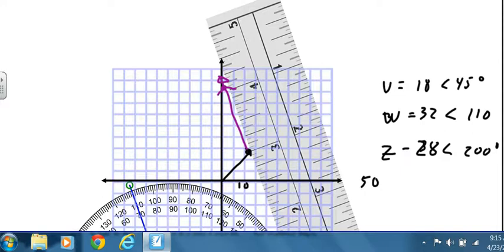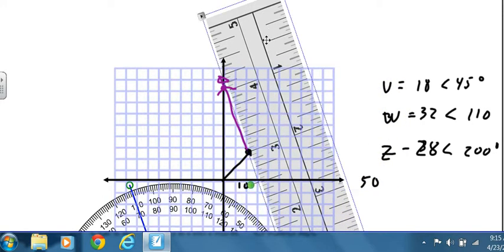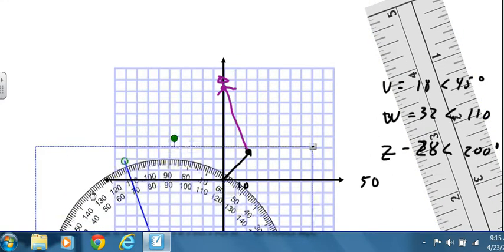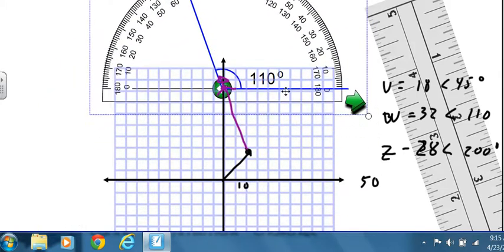Now I'm going to move the ruler out of the way. Thank you very much. Not listening. This must be a kindergarten class. Yes, it's not listening to me. All right, now we're going to come from there, and we want an angle of 200.